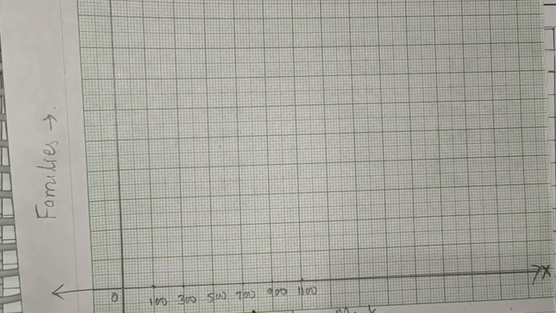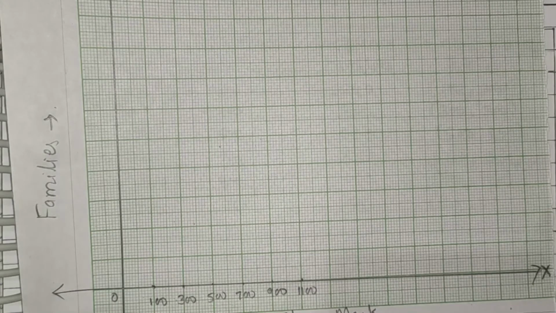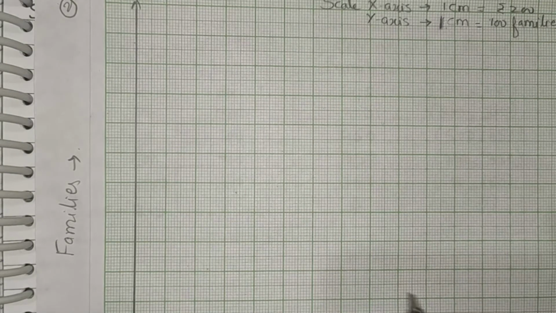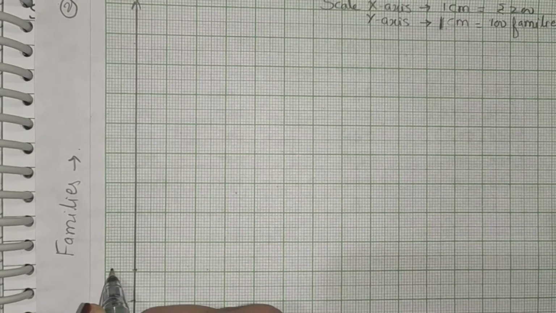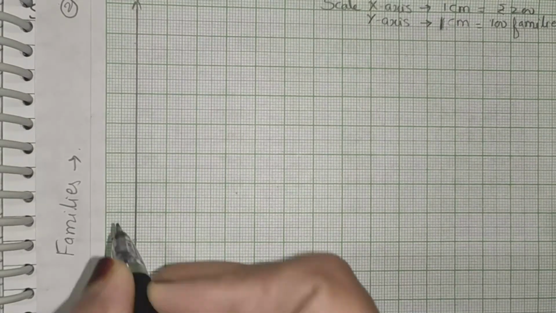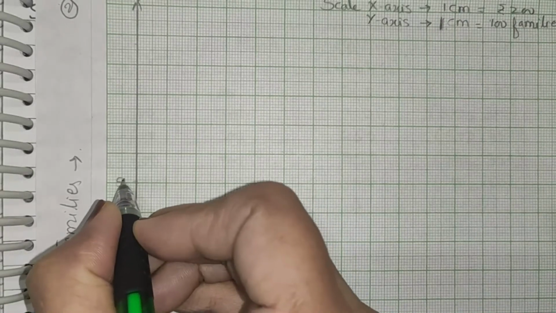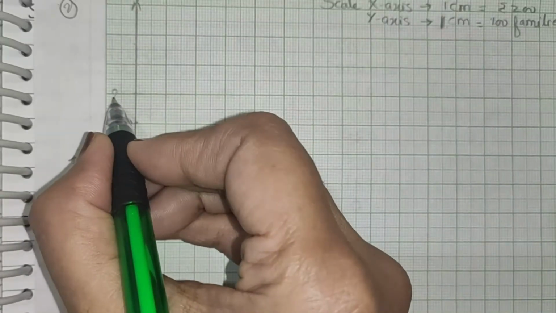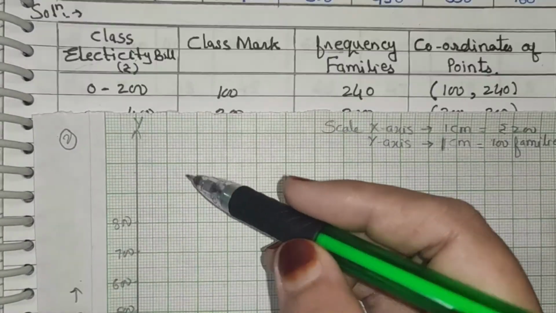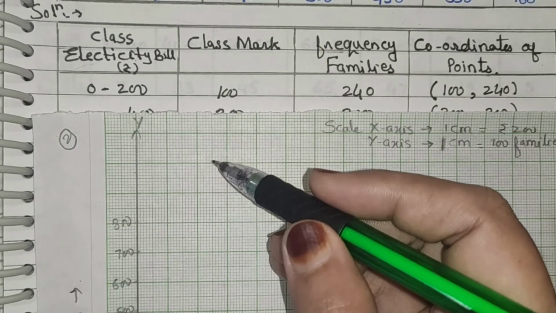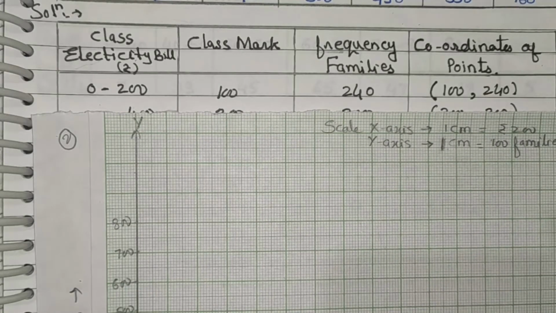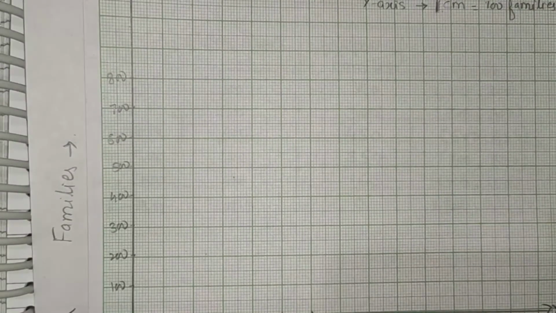100, 300, 500, 700, 900 and 1100. Now the frequency on y-axis, 1 centimeter is equal to 100 families. Write down here 100, 200, 300, 400, 500, 600, 700, 800 and so on. Now here the frequency of the class preceding the first class is 0. Therefore first point is at 0 point. Here look at here.